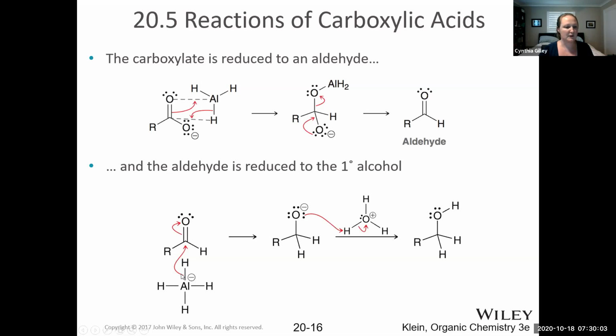And this is a review mechanism from the alcohol chapter. Hydride does a nucleophilic attack on the electrophilic carbonyl carbon of the aldehyde, and a resonance arrow moves electrons up to the oxygen. That forms a now tetrahedral carbon with an alkoxide. After acidic workup, we're able to isolate the neutral alcohol.